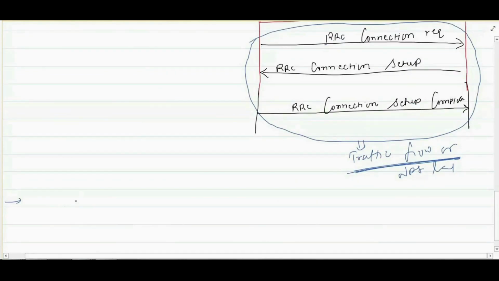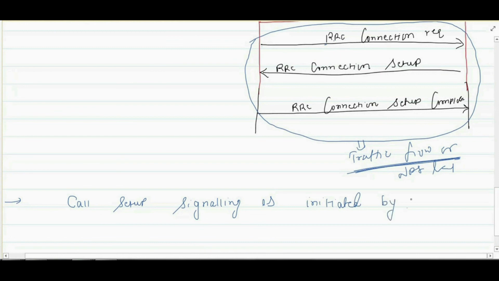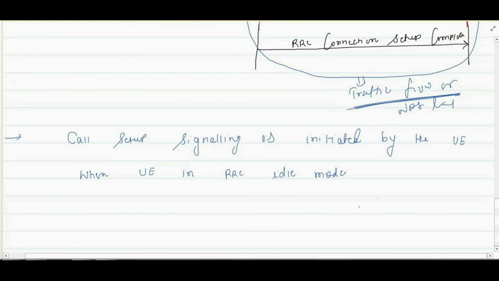So next point, call setup signaling is initiated by the UE when the UE is in RRC idle mode. So I said when you are in RRC idle mode, you have to move to the connected mode. For that, you initiate the RRC connection procedure, which is part of your call setup.